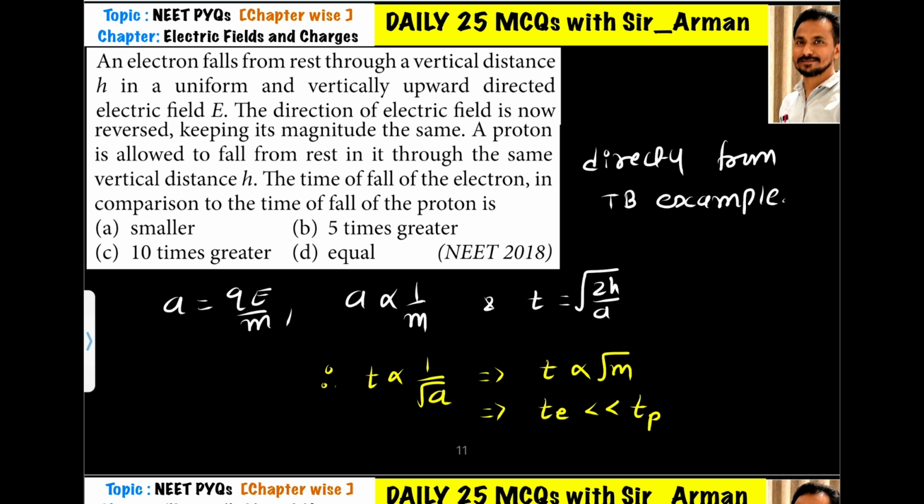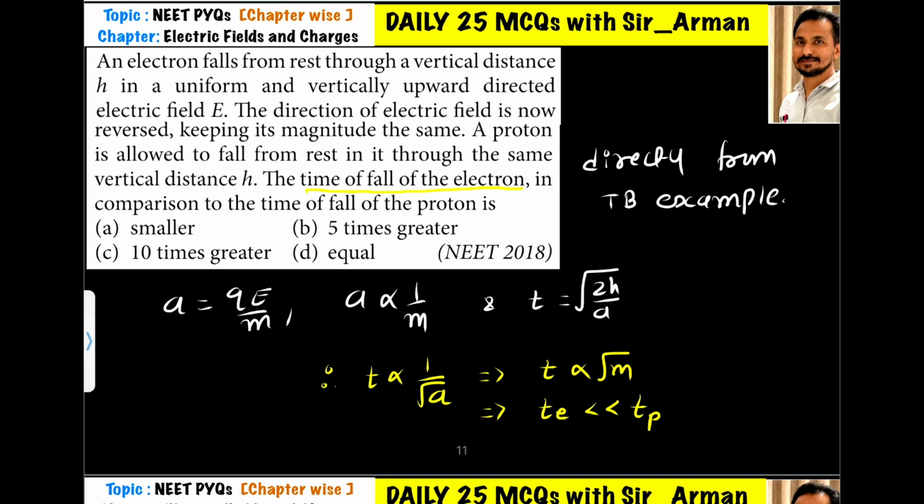So in this question it is asked that the time of fall of the electron in comparison to the time of fall of the proton is. It means we have to compare the time for the electron and the proton to cover the distance h, meaning which will take more or less time.